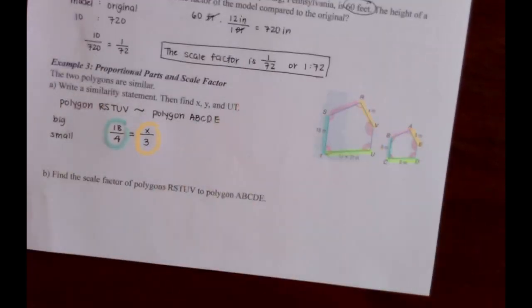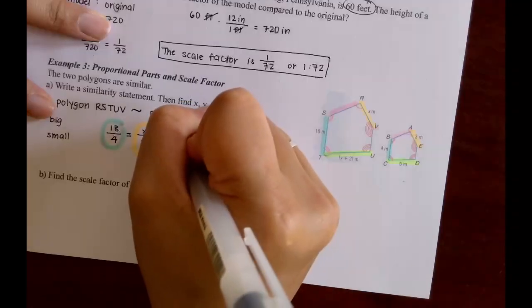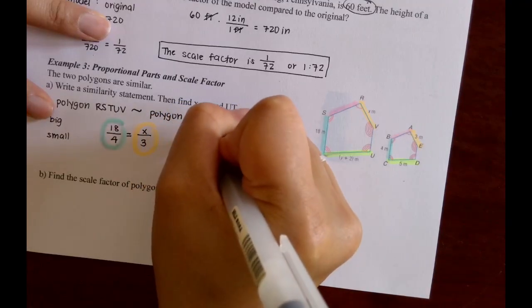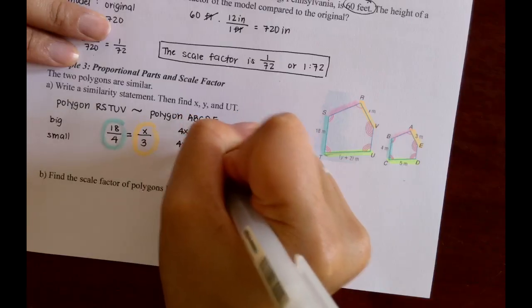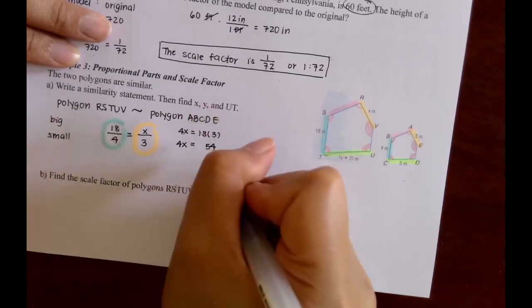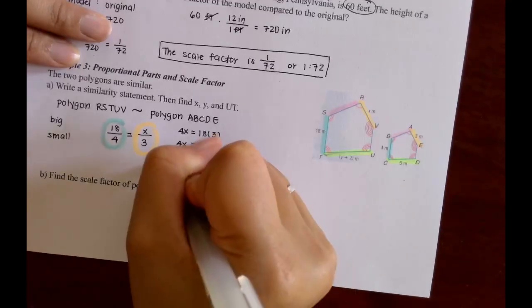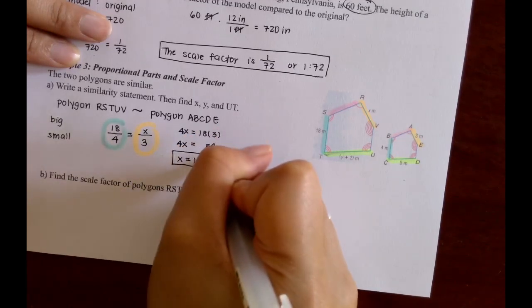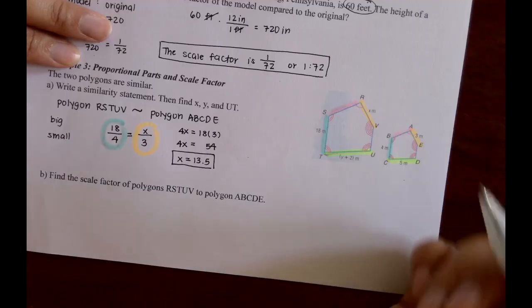Then to solve a proportion, we cross multiply. So 4 times x is 4x, and then 18 times 3. 18 times 3 is 54. And then divided by 4, this is x is 13.5. Right?